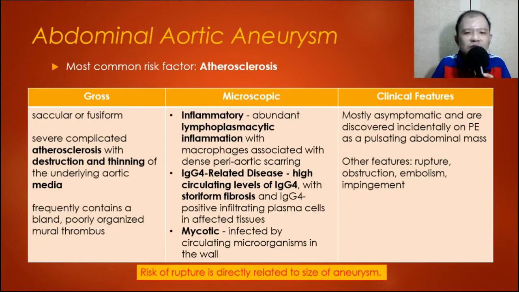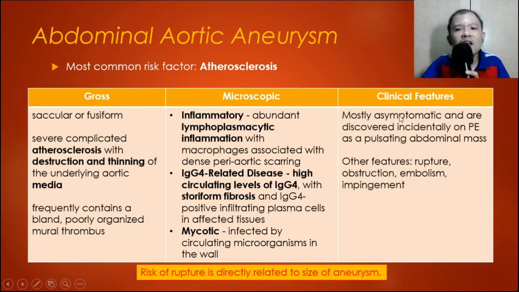In abdominal aortic aneurysm, the most common risk factor is atherosclerosis, as I mentioned before. In severe forms, you have complicated atherosclerosis with destruction and thinning of the underlying aortic media. And you have three forms. You have the inflammatory, the IgG4-related disease. You also have mycotic. What complicates is that the aneurysm, aside from atherosclerosis, is coupled with infection, mycotic, that is fungal.